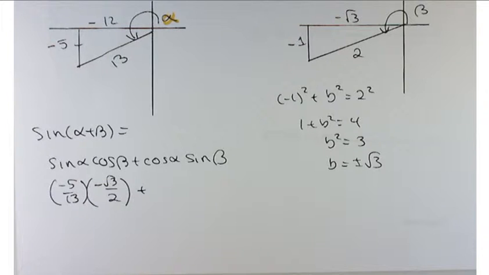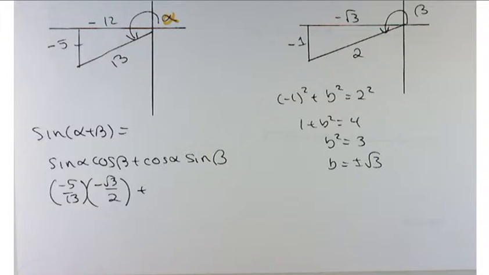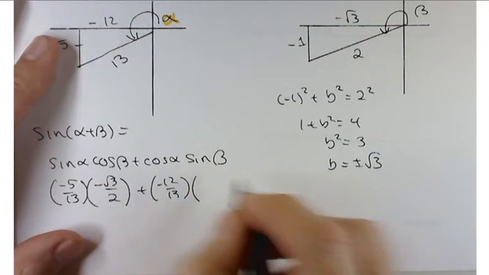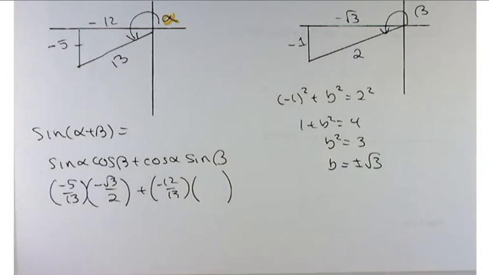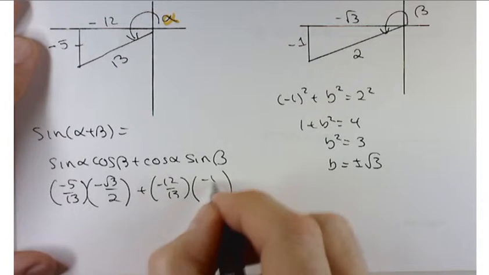Cosine of alpha. So now we're back to this triangle. What's cosine of alpha here? All right, negative 12 over 13. And finally back to this triangle for the sine of beta. Sine of beta, well, we already know that one, right? It's given to us. It's negative 1/2.